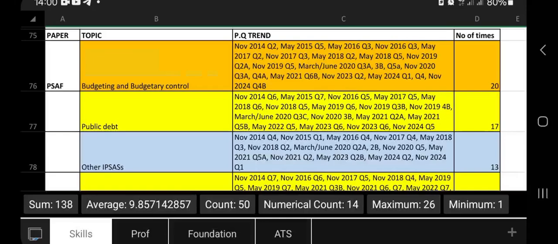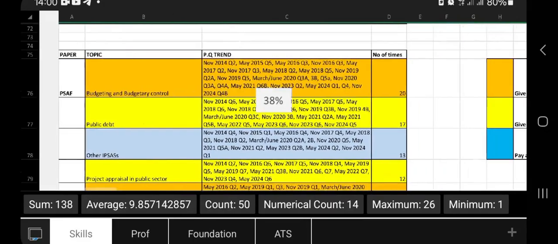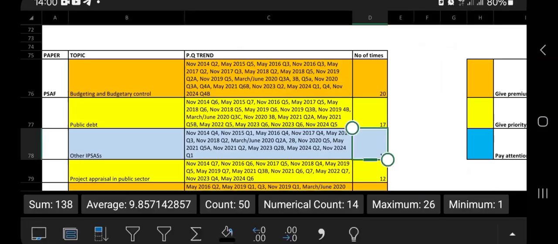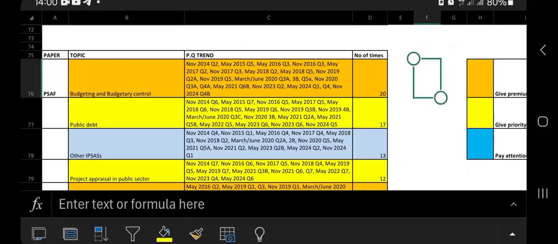In this video, I'll be sharing with you what to expect in your Public Sector Accounting and Finance May 2025 examination for Skills students. Like always, all the topics have been categorized into three major buckets. The first are those highlighted in gold. These are the ones you should give premium priority to. Next to it are those in yellow. These are the ones you should give priority to. Then we have the ones in blue. Pay attention to them. Then followed by those that are not highlighted at all.